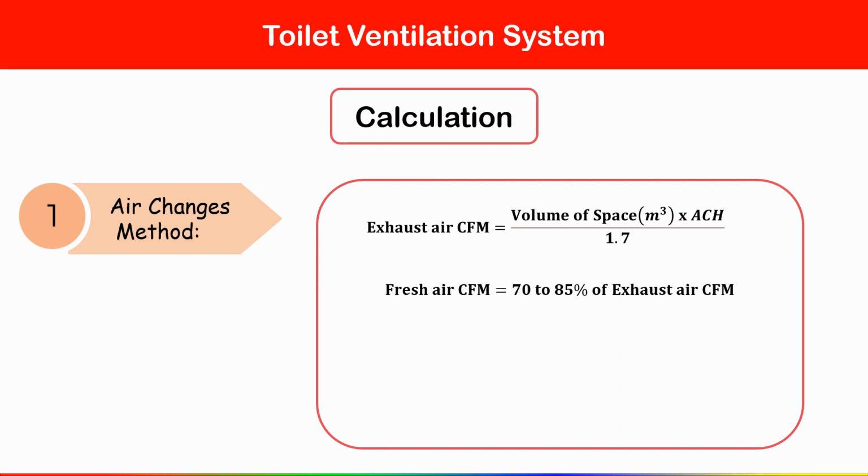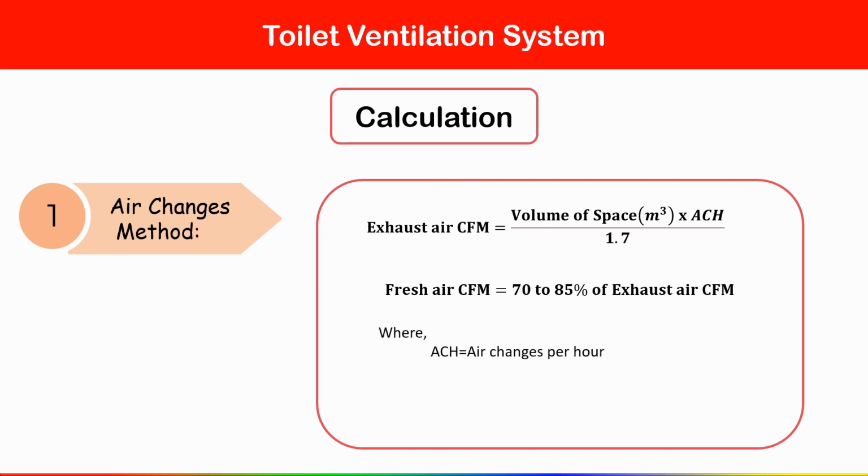Okay, and to calculate the fresh air CFM, because what happens when you are exhausting or extracting air from the toilet, the oxygen level inside the toilet will decrease. So to maintain the oxygen level or to improve the indoor air quality, we have to supply fresh air also inside the toilet. So how much amount of fresh air we have to supply? So it is written, once you get the exhaust air CFM, 70 to 80% of that exhaust air CFM is our fresh air. That much amount of fresh air we have to supply inside the toilet.